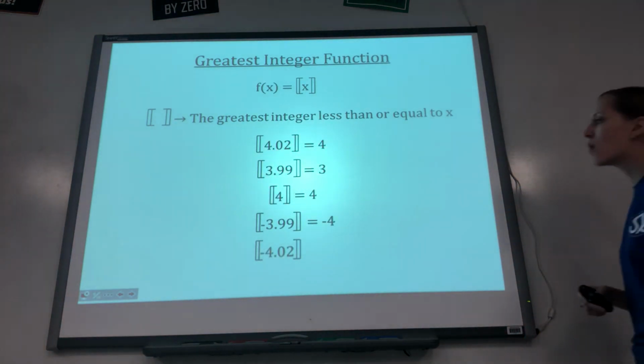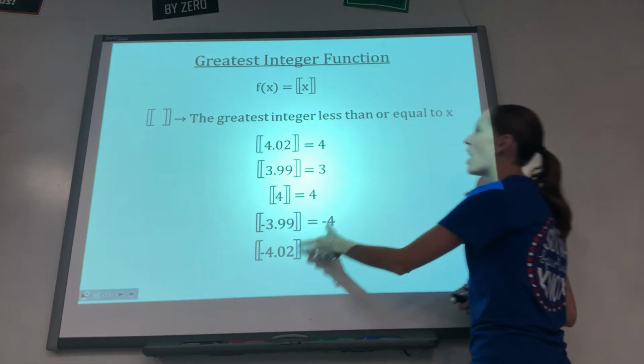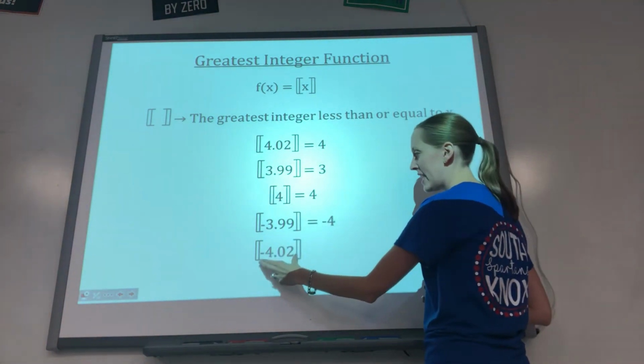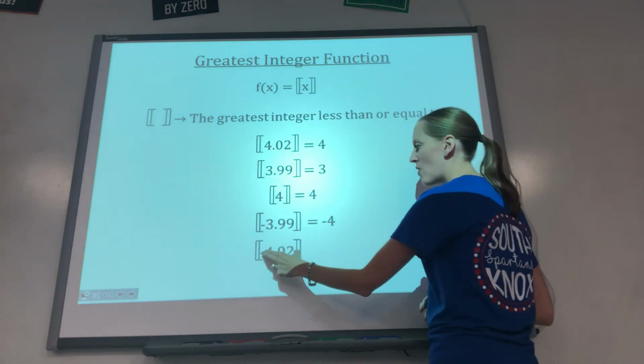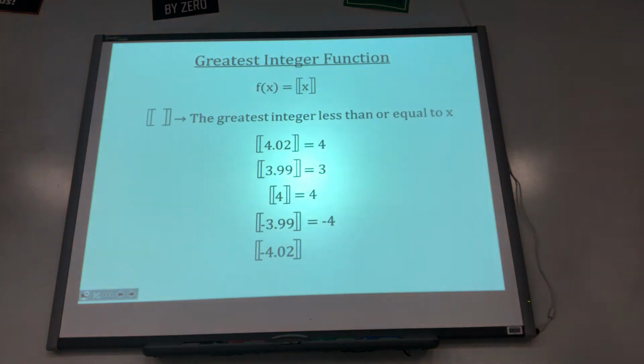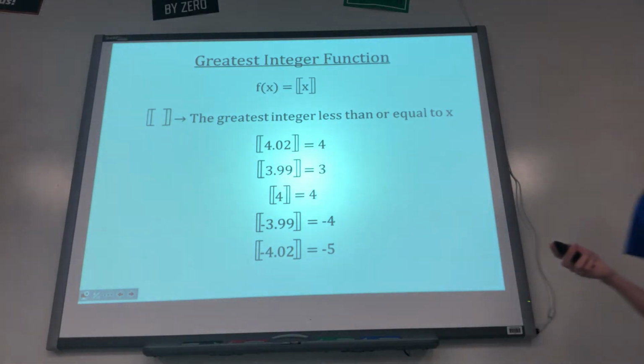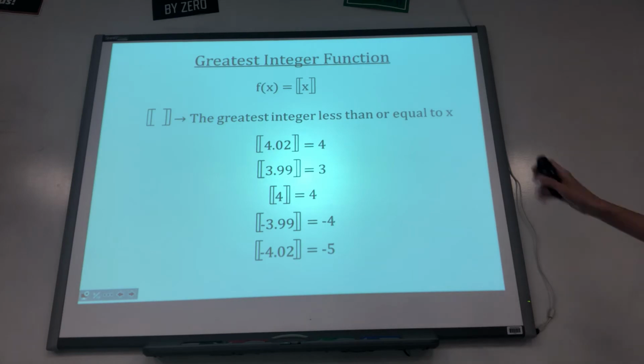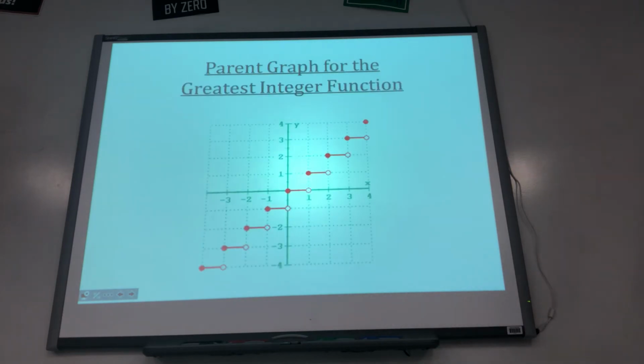I'm just going to do one more up here for fun. What would be the greatest integer less than or equal to negative 4.02? Negative 5. Yeah, it's close to negative 4, but it has to be less than or equal to that, so that's a negative 5. Now, I want to show you a picture of what the graph looks like for a greatest integer function. You don't have to write this down, so don't waste your time doing it.